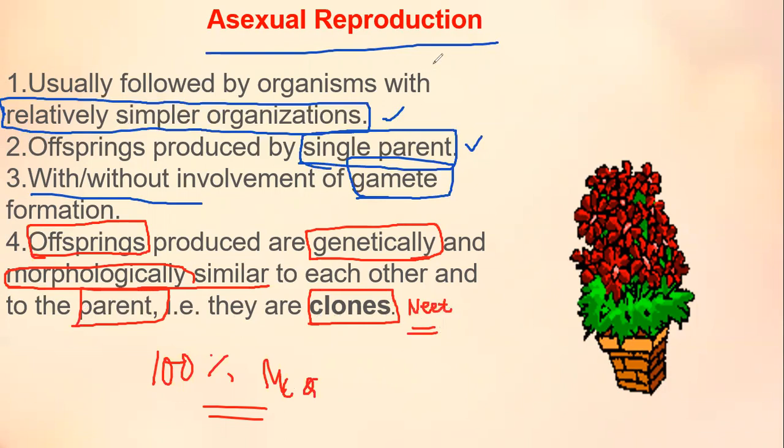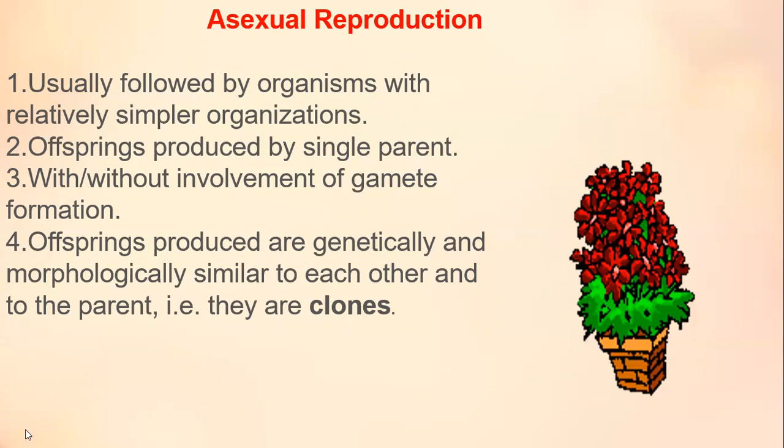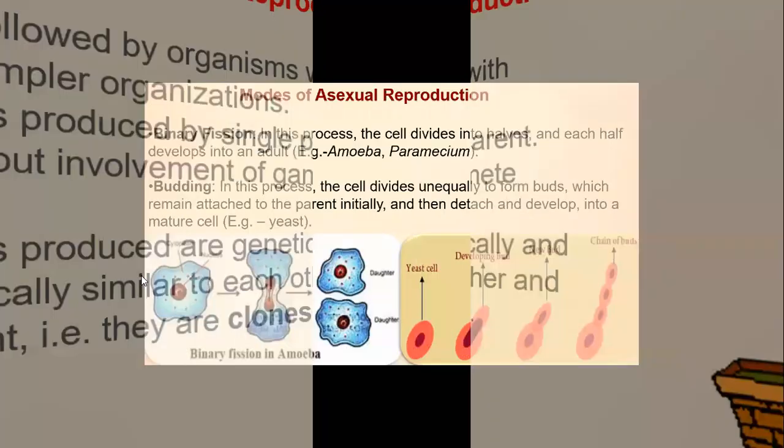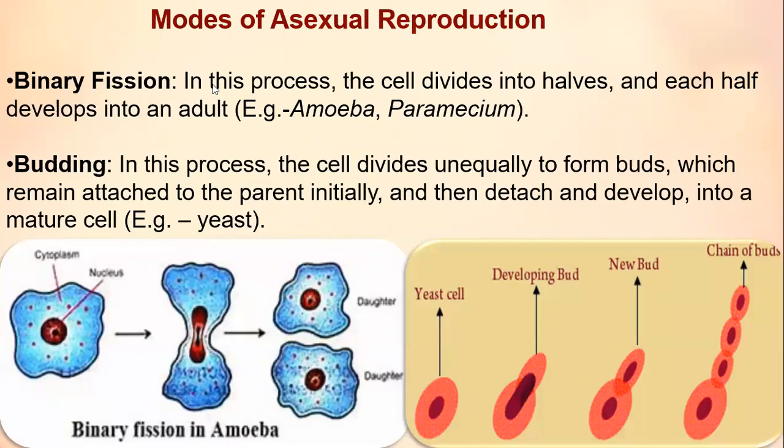Okay, so let's move on to the next one. Is it clear for everybody? So let's move. Yes, this is the mode of reproduction. Now we are moving on with the modes of asexual reproduction. So, what are the different modes of asexual reproduction?